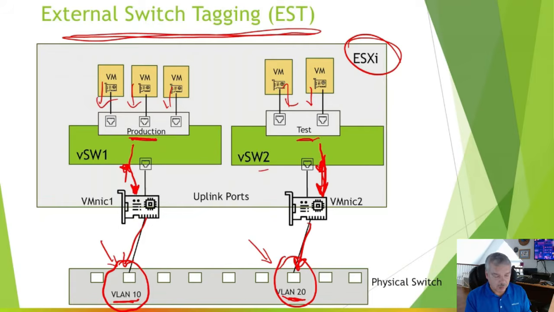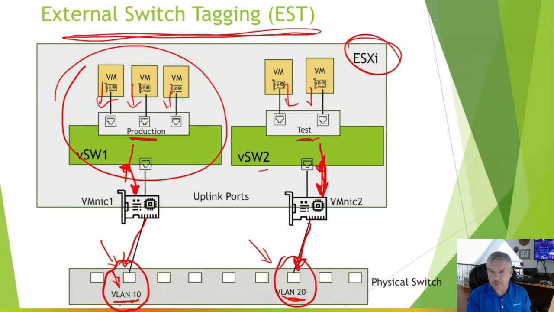All right, so by doing this, all the VMs on this switch are on VLAN 10, and they're completely unaware of that. And all the VMs on this switch are on VLAN 20, and they're completely unaware of that. All the tagging and untagging is done outside of ESX. So this works great. There's no problems.